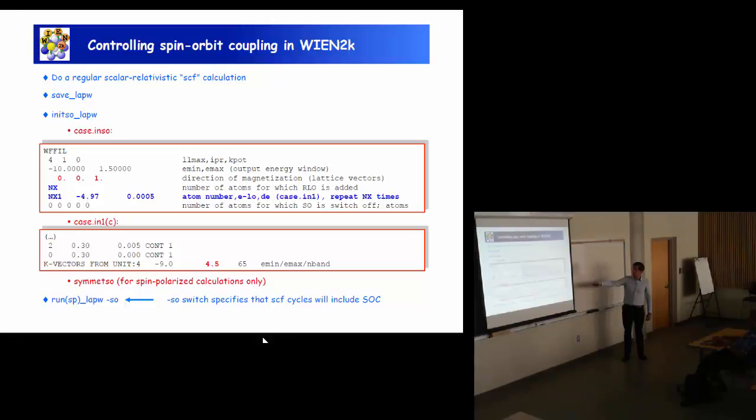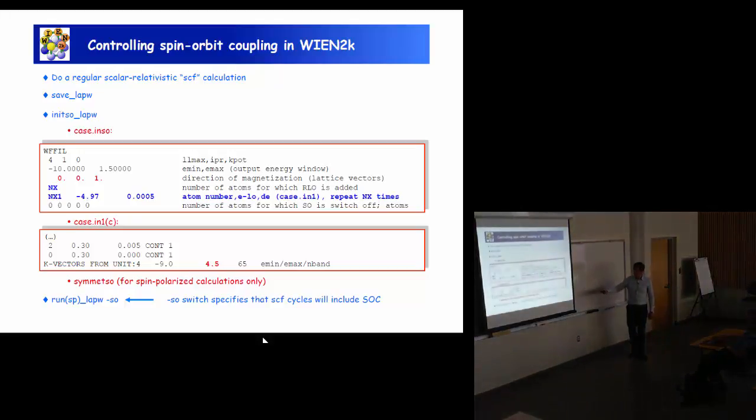Then you can specify if you want to include the spin-orbit coupling for all the atoms or for only a few atoms. You can also specify if you want to include local orbitals for some atoms. I will explain that after.